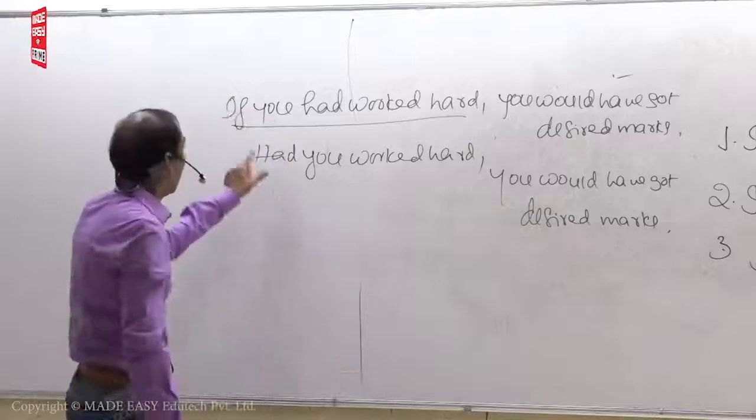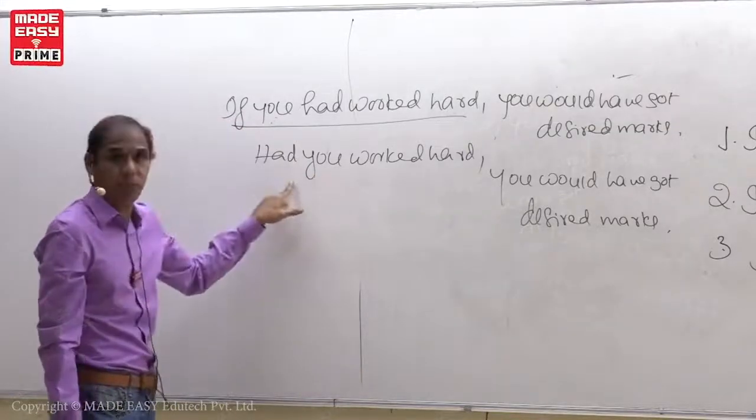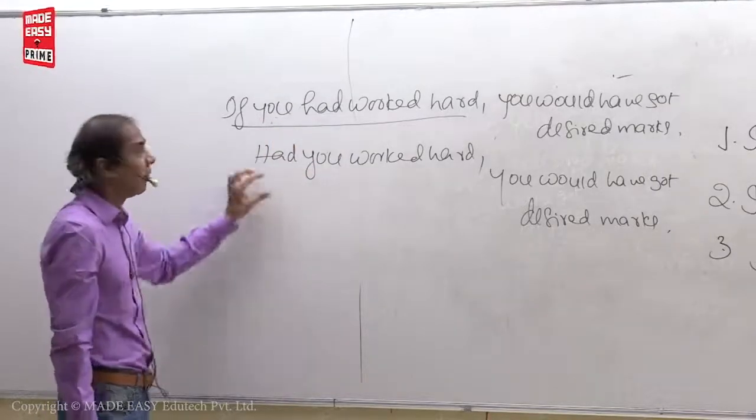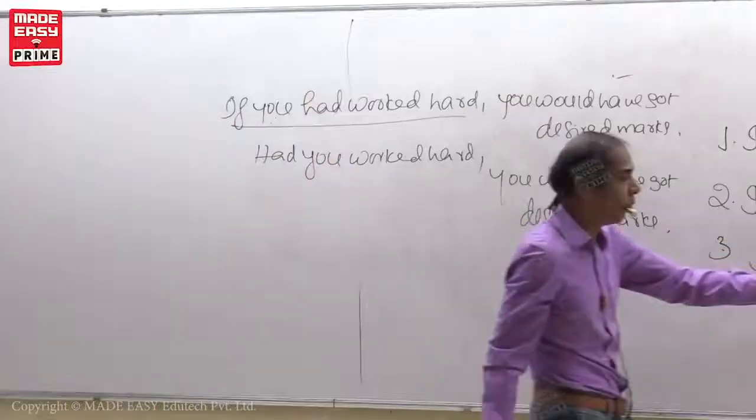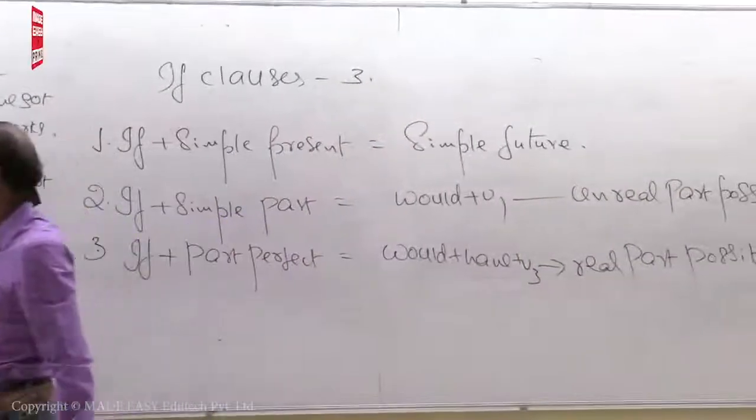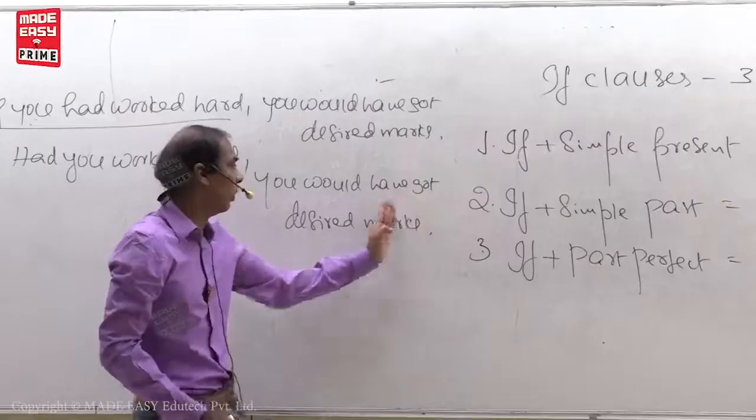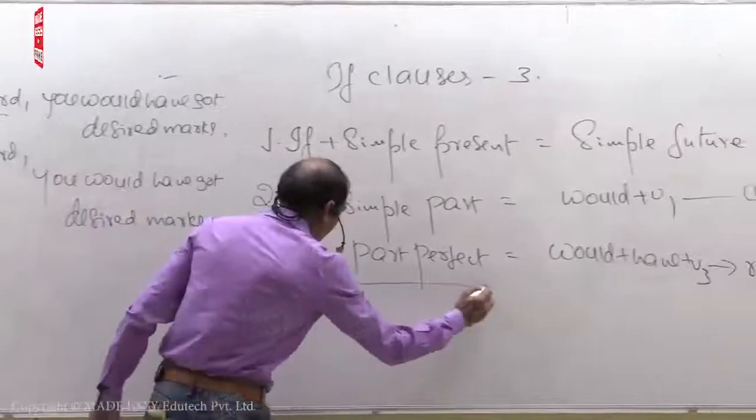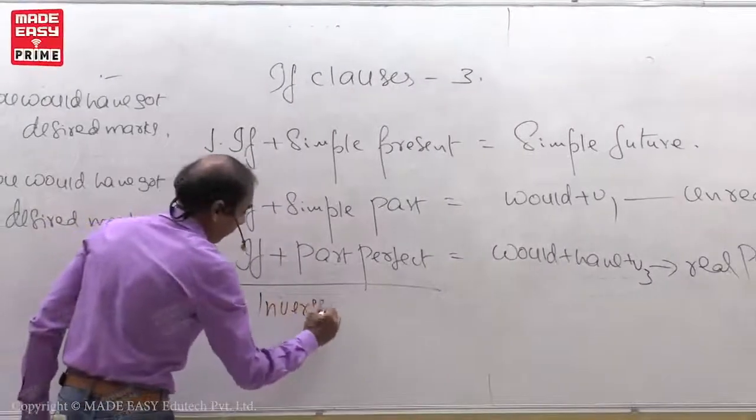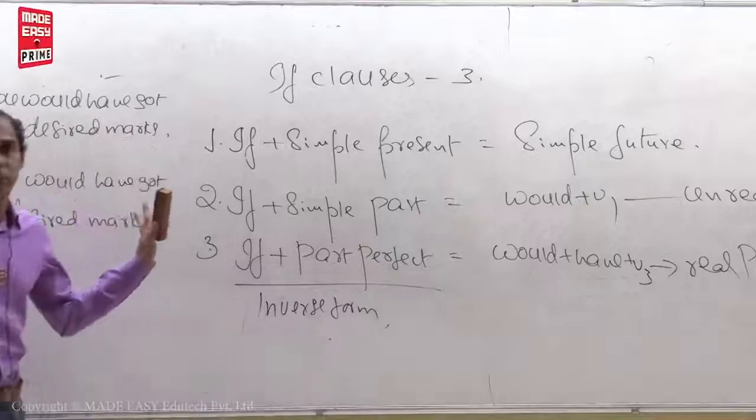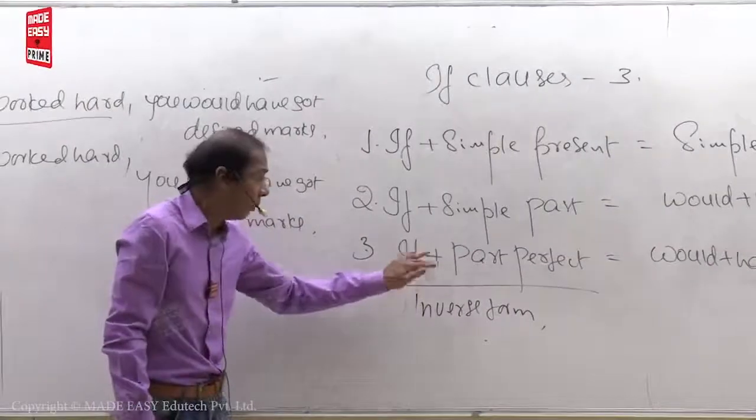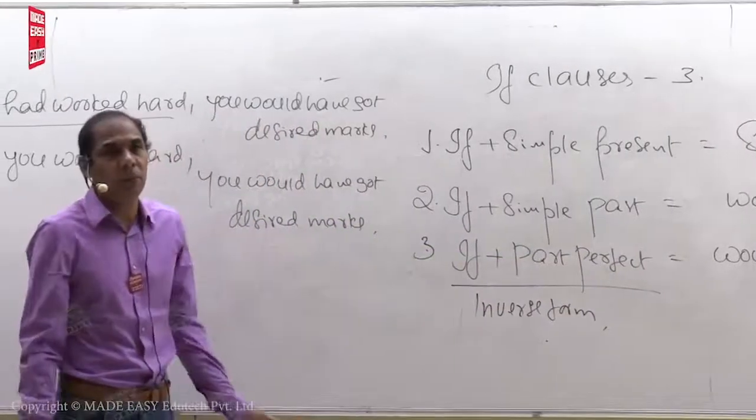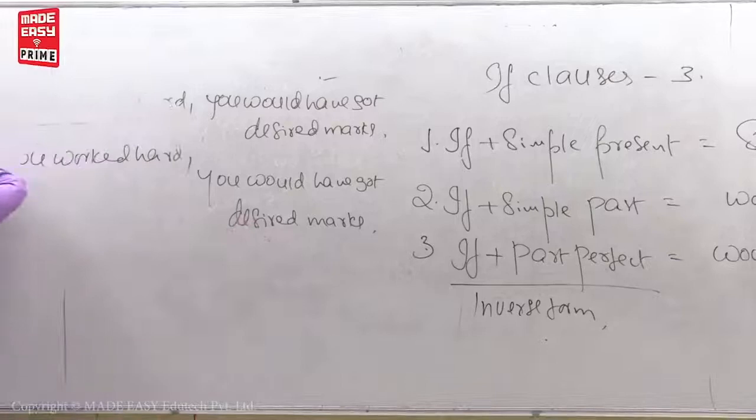So if you are given inverse form in the exams, it means you are given if plus past perfect. It means if plus past perfect takes would plus have plus V3. Inverse form also takes would plus have plus V3. That's all. If plus past perfect or inverse form, both are same. What is inverse form? Remove if. Remaining part change into interrogative form. That's it. Okay, my students? Very easy. Now see.